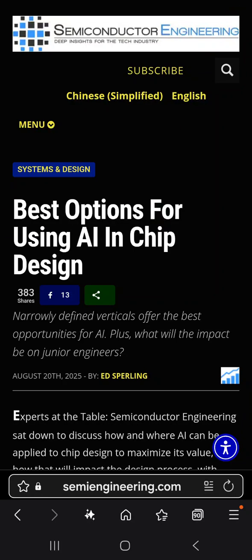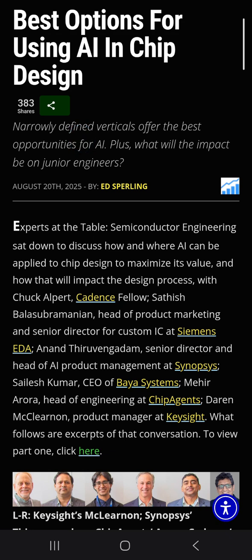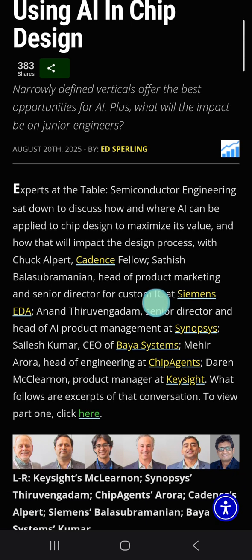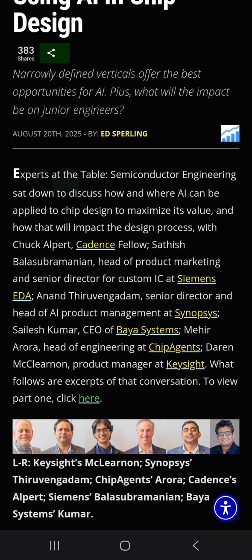Best options for using AI in chip design. Narrowly defined verticals offer the best opportunity for AI, plus what will the impact be on junior engineers? Experts at the table. Semiconductor Engineering sat down to discuss how and where AI can be applied to chip design to maximize its value and how that will impact the design process.